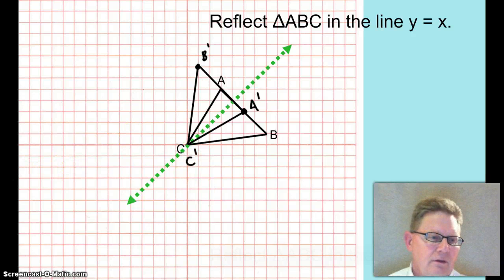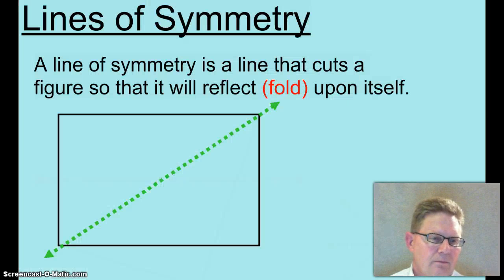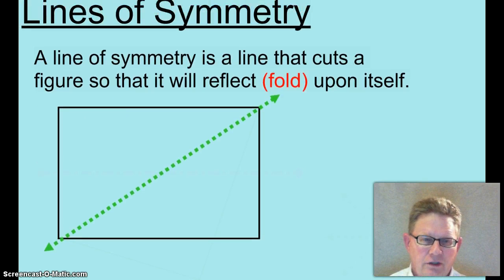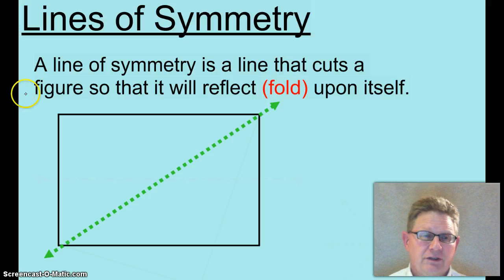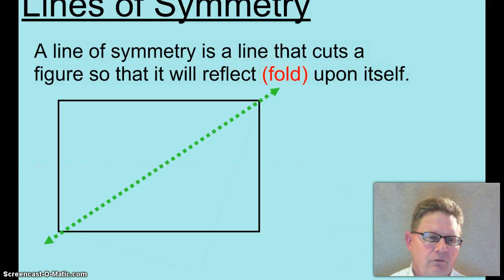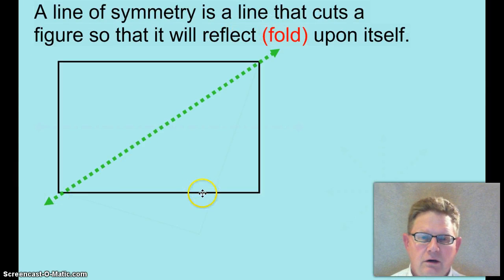Okay, line of symmetry, also in this section, has kind of what to do with reflections. A line of symmetry is a line that cuts a figure so that it will reflect or fold upon itself. So in this picture here, is that a line of reflection? Can I flip this over and have it fold upon itself? No, that will not fold upon itself.